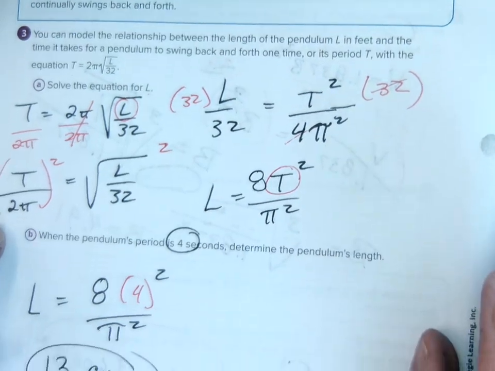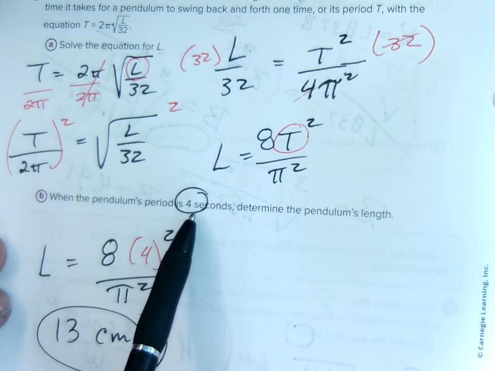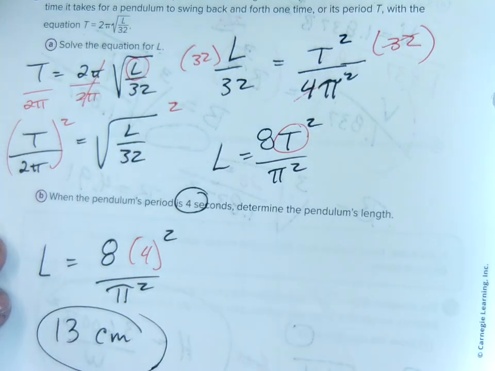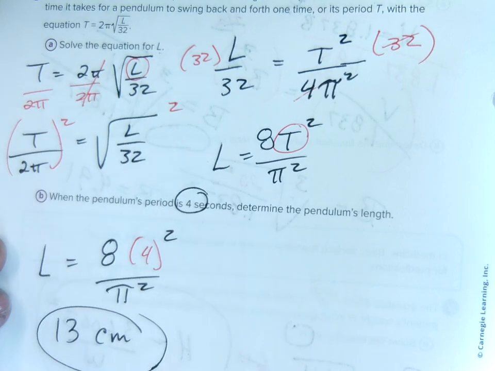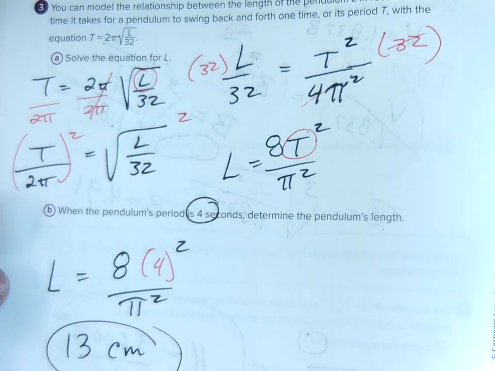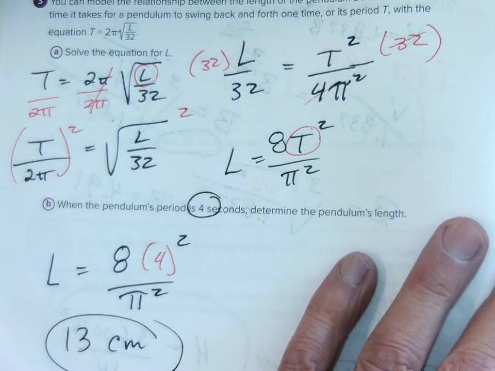Okay, so then we use our equation. We need the length of a pendulum if it takes 4 seconds to go back and forth, so I just plugged the 4 in for my t. I used my calculator, and I got about 13. So that was the lesson for the day. If you have any questions, come see me.